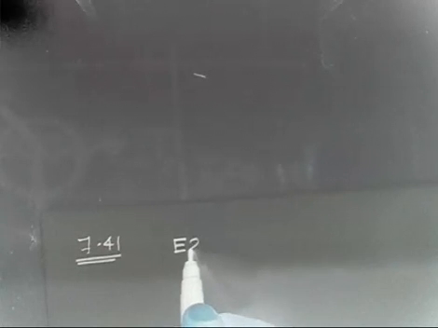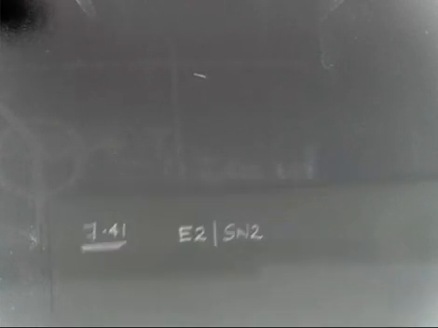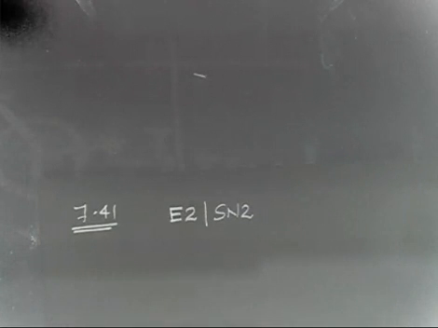Okay, let me discuss the next problem. So this is 7.41. Interesting problem this time. Something related to competition between SN2 and E2 reaction. So basically E2 and SN2 are always in competition. For the same reaction you can have E2, and you can also have SN2. So there are two paths. You can either have SN2 reaction or you can have E2 reaction.